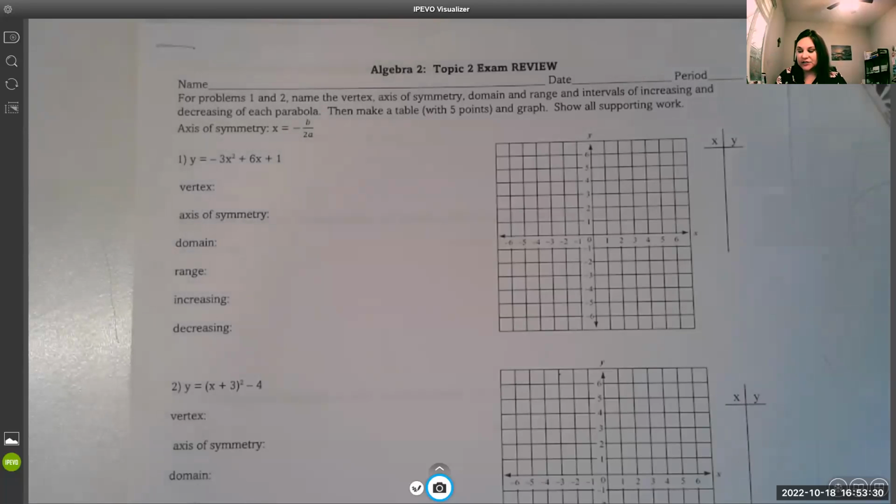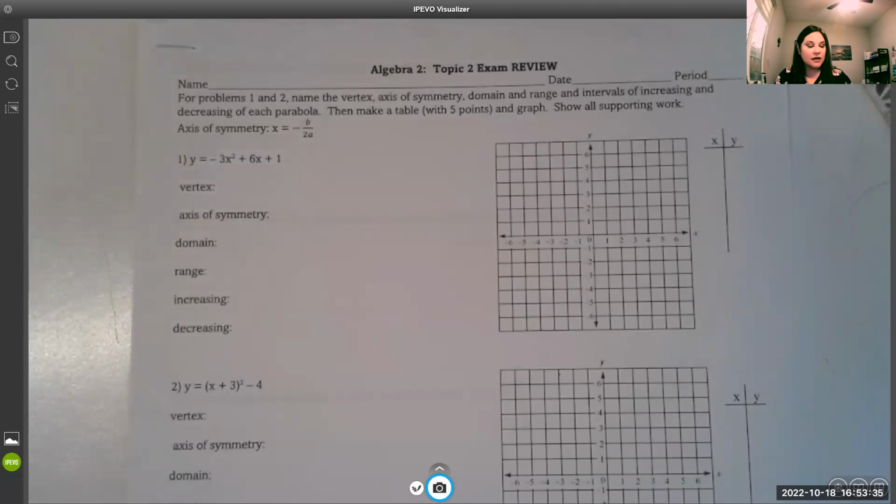Let's get started. So the front side of the worksheet has three graphs, and this worksheet is basically what your test is going to look like. And so I'm going to make a video for each one, and each case is done just slightly differently.